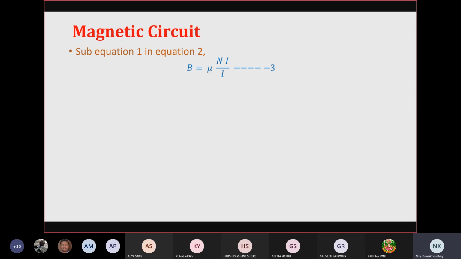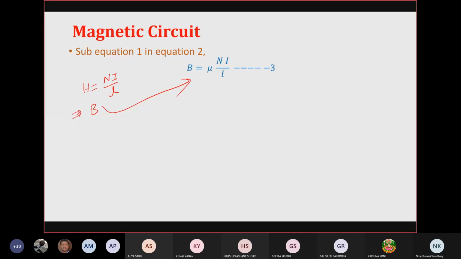What was equation 1? H is equal to Ni by L ampere turns per meter. And B is equal to mu H. So H is equal to B by mu. Then you will get this expression: B is equal to mu Ni by L.